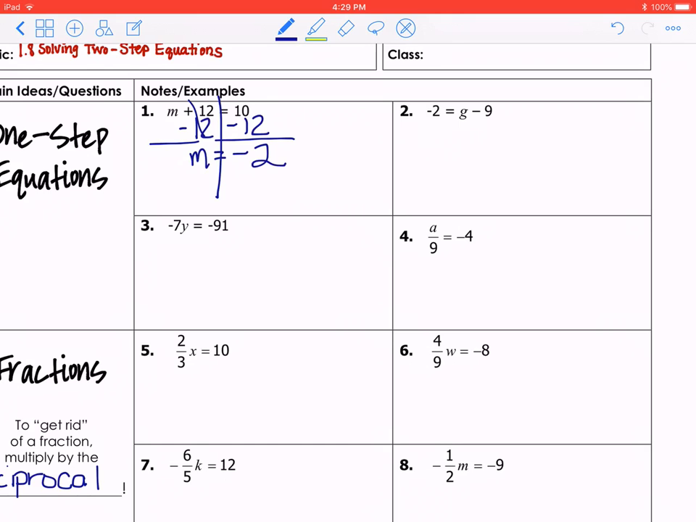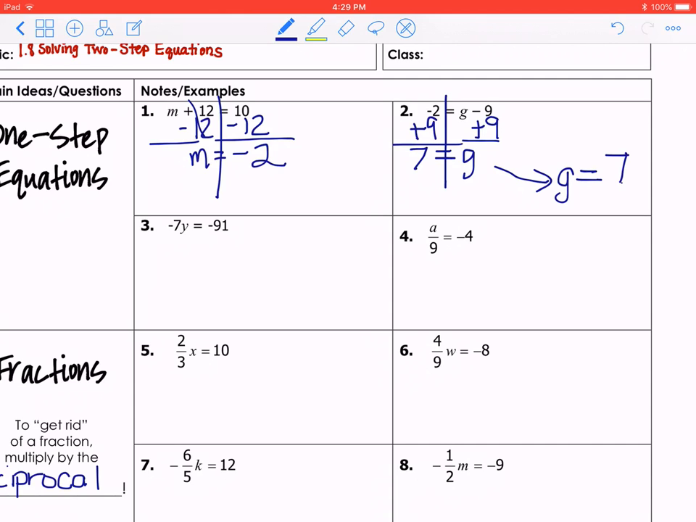Okay. Number 2, it's g minus 9, so instead of subtracting, now I'm going to add. My answer would be g is going to equal 7. And I would like us to get into the habit of writing the variable first and then equals 7. And that's going to be for tomorrow.